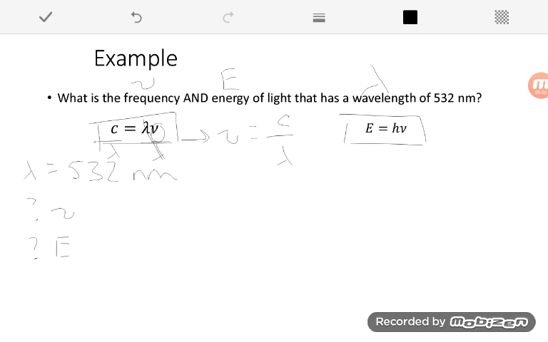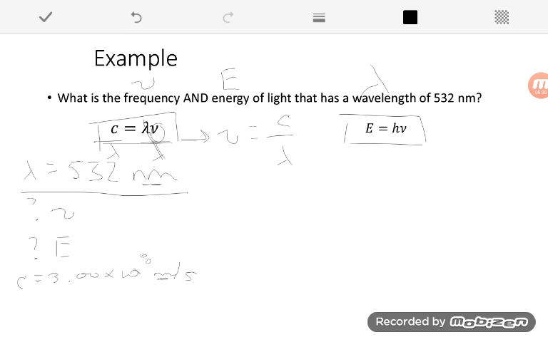Now, one difficulty is that if we look at our constant c, which would always be given to us, it's 3.00 times 10 to the 8th meters per second. My constant c has units of meters, but my wavelength is in nanometers. So not surprisingly, I'm going to need to do a little conversion. I need to take my nanometers and turn that into meters.